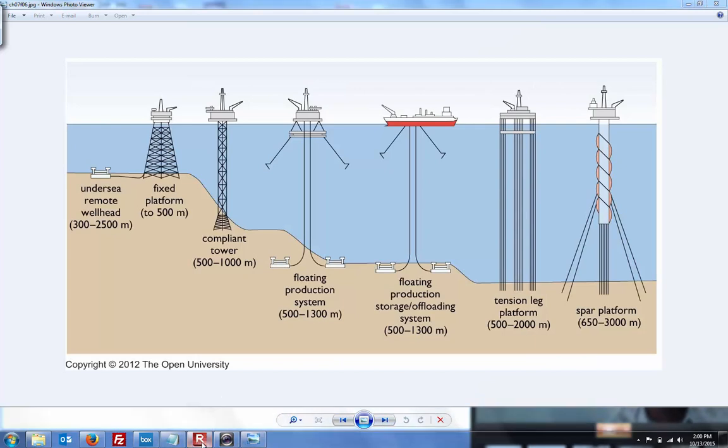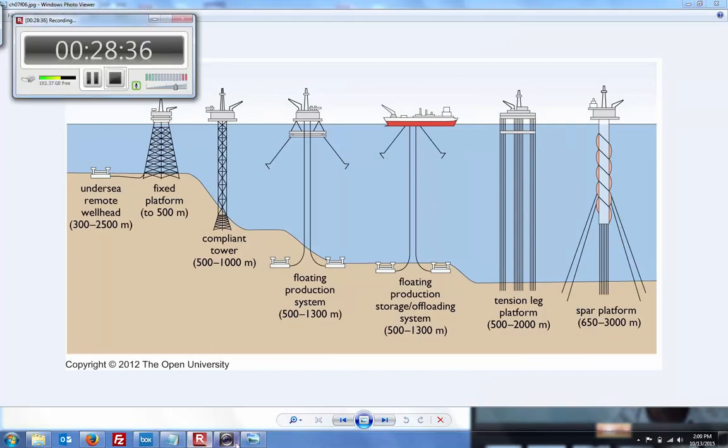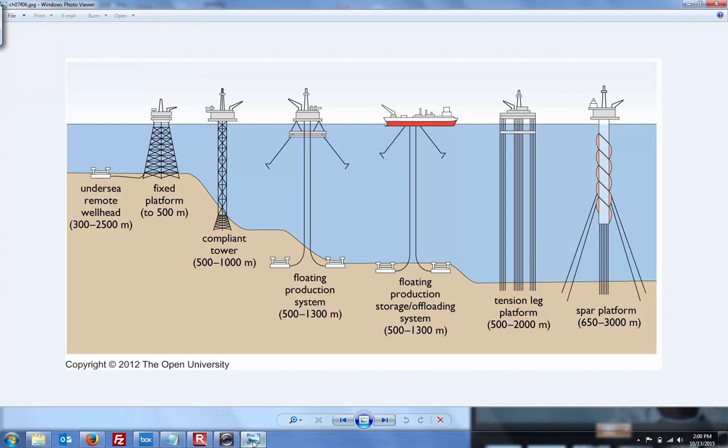Let's do a few more, and then we'll take a break here in a couple of minutes. All right. So these are different types of technologies, different strategies for getting to deeper petroleum reserves. So here's a wellhead.